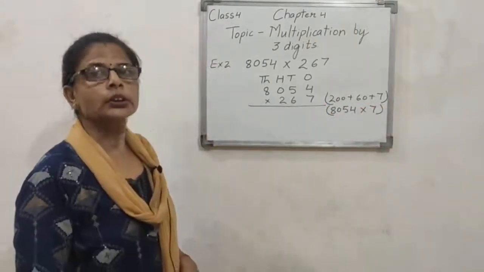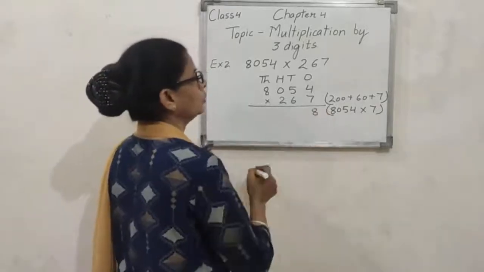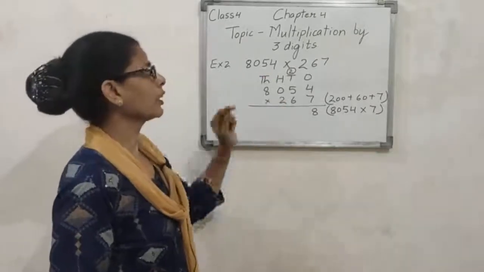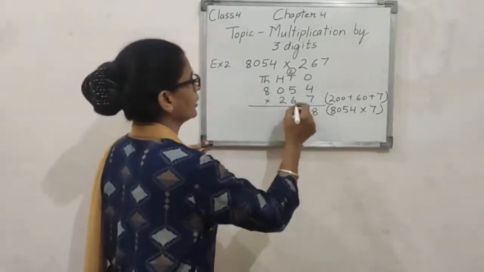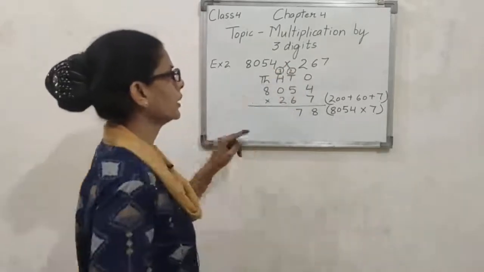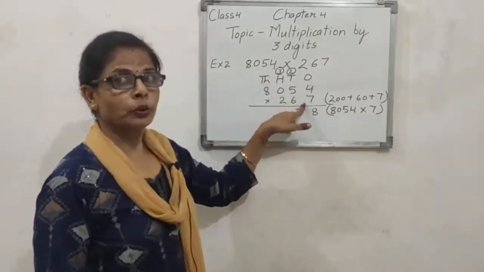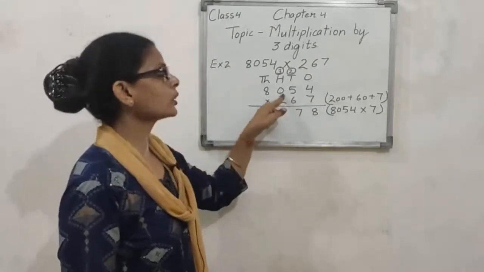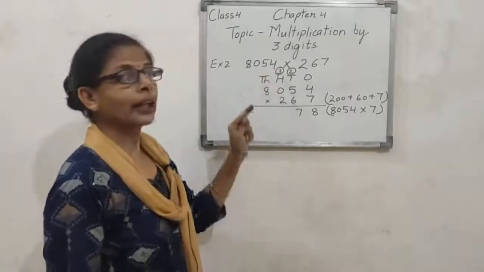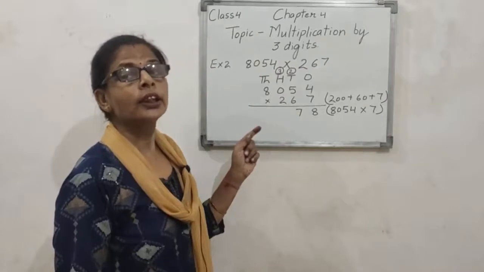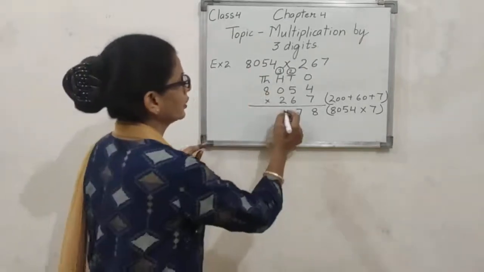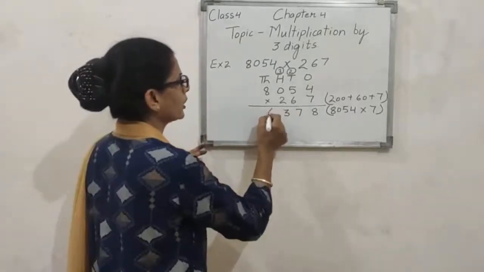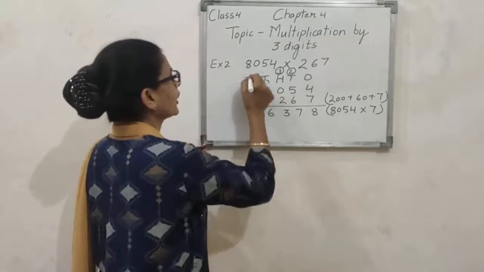Now 7 fours are 28. Very good. 2 will be carried on the tens place. 7 5s are 35. 35 plus 2 is 37. 3 will be carried on the 100 place. All of you know that if we multiply any number by 0, the product is always 0. So 7 zeros are 0 only. But if we add 0 to any number, we get the number itself. So 0 plus 3 is 3 only. 7 8s are 56. 6 will be written on 1000 place and 5 will be written on 10,000 place.